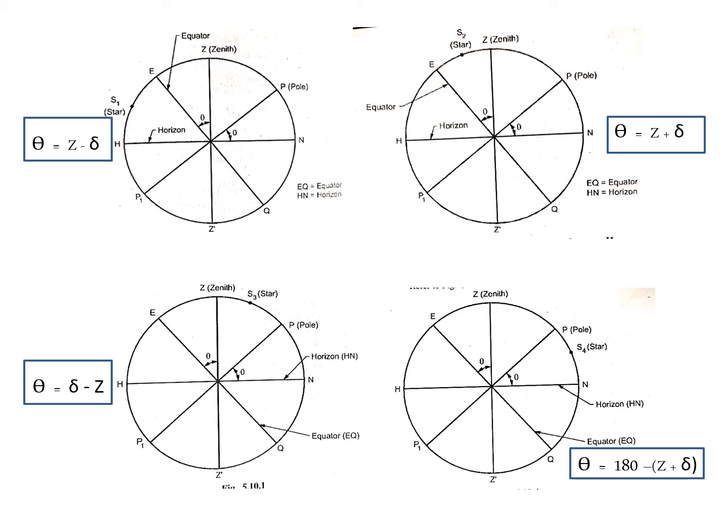And the last one, your star may appear between the pole and the north direction. So in that case, theta will be, this is the equation. Now what will be this value? This is nothing but your altitude, and this Z S4 is nothing but your co-altitude. Now the question may arise how this comes about.